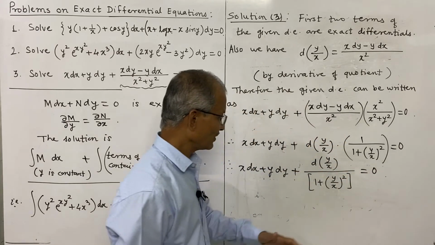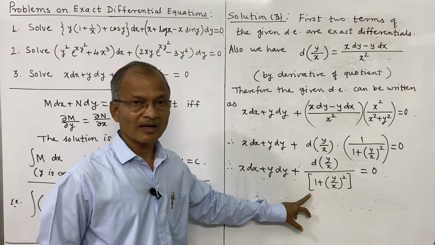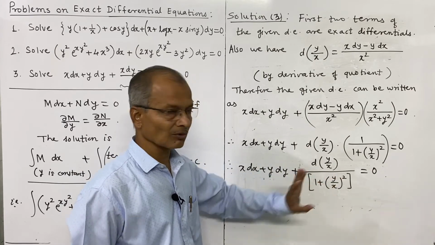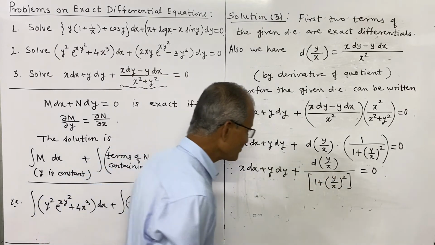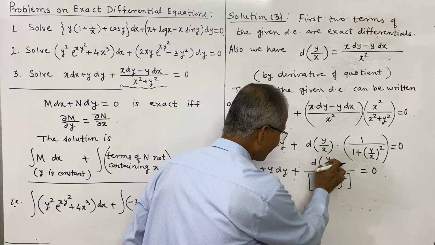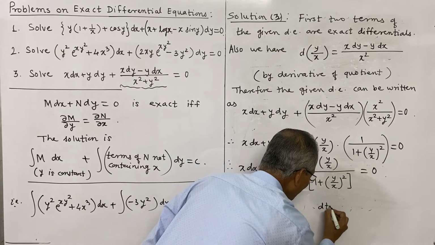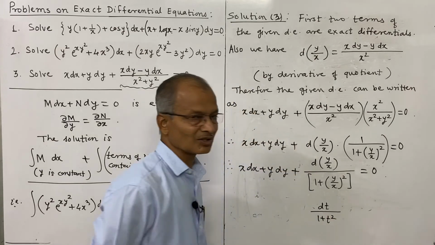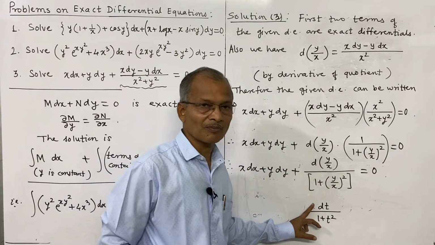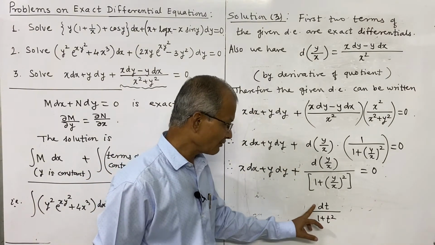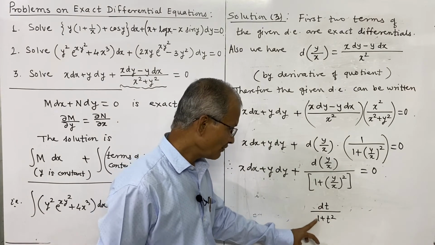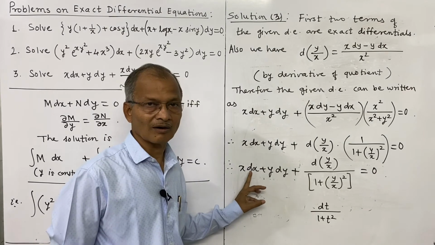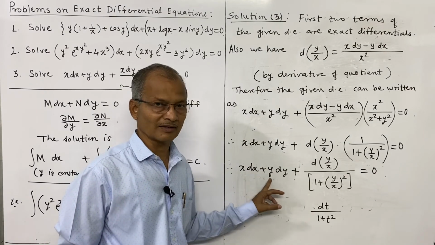Now you see, this is an exact differential, d of y upon x divided by 1 plus y upon x whole square. If you write t in place of y upon x, this becomes dt divided by 1 plus t square, and its integration we know is a standard formula, that is tan inverse of t. Dt divided by 1 plus t can be integrated, and these two are also integrable. These are in exact differential form.